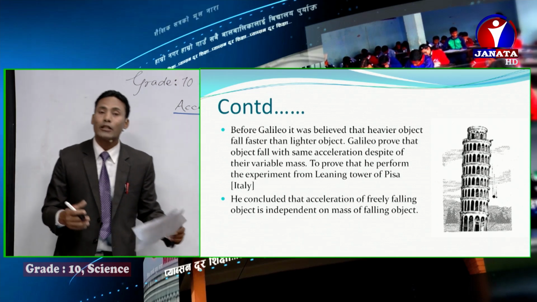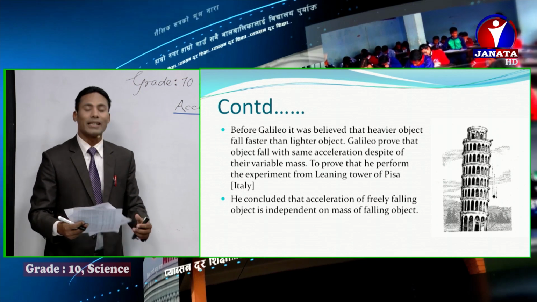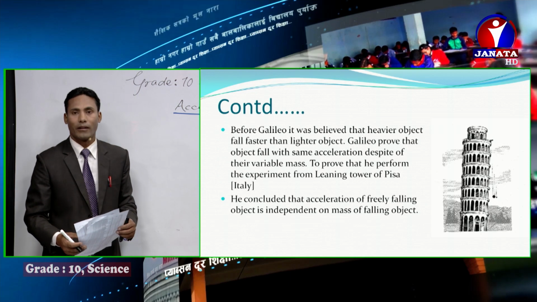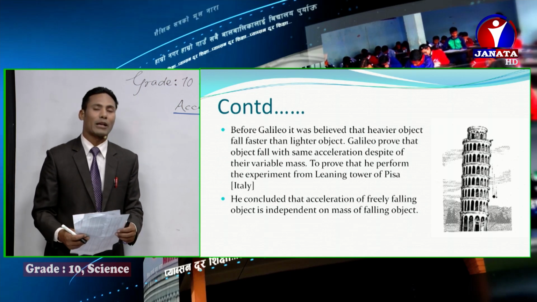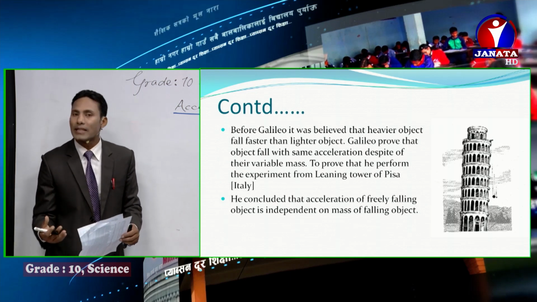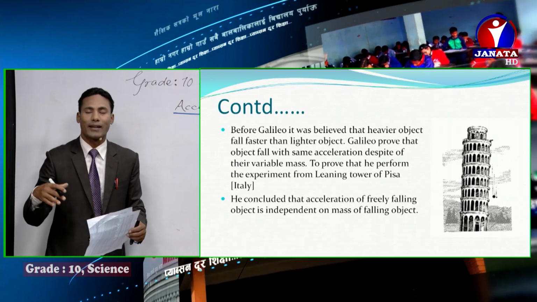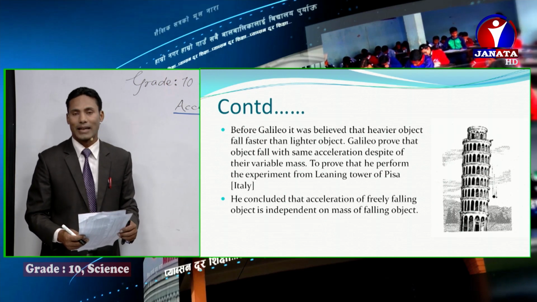And what he concluded from that is that it is due to the presence of air resistance on the feather. More cross-sectional area is there. Due to that more cross-sectional area, more air resistance acts on it, and due to that air resistance, the feather strikes the ground later than the coin.